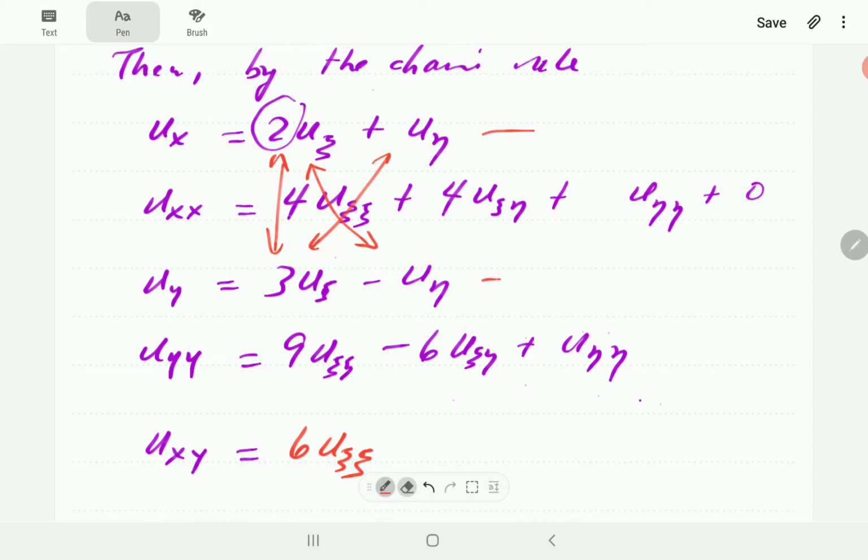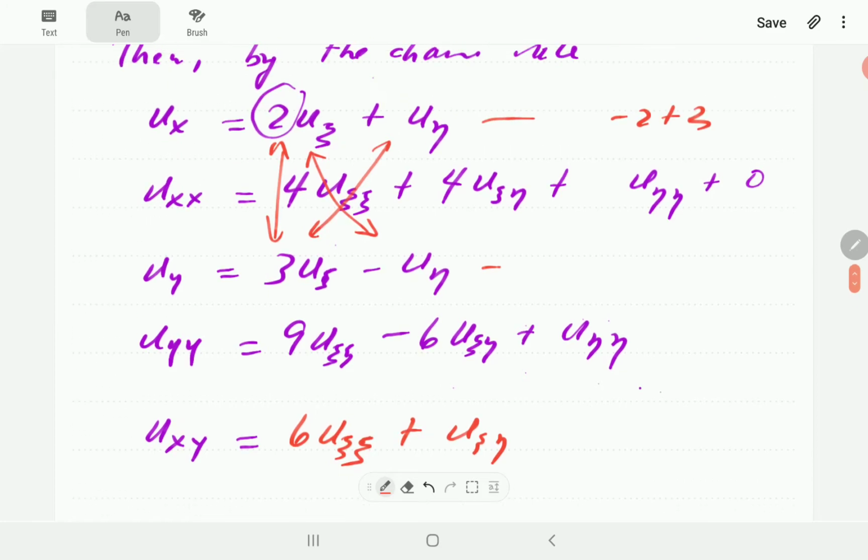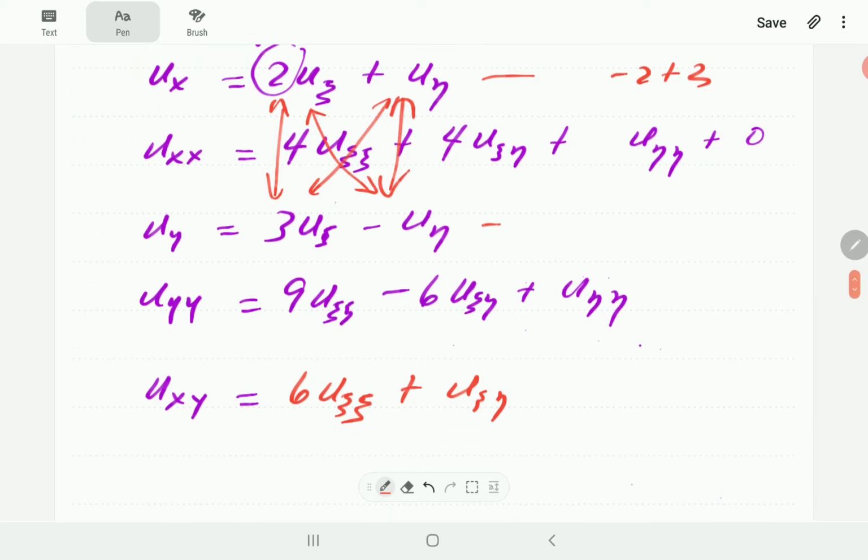So we are going to have 2 times -1, which is -2. Then we're going to have 3 times 1, which is 3. So that means the coefficient of this is 1. Okay, and then for the last one, we just simply multiply the coefficients of the u eta terms. So that's going to be minus u eta.